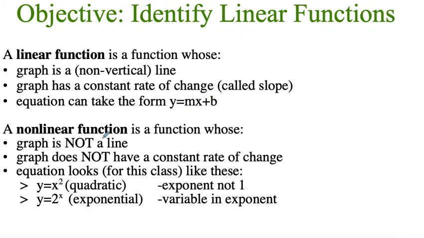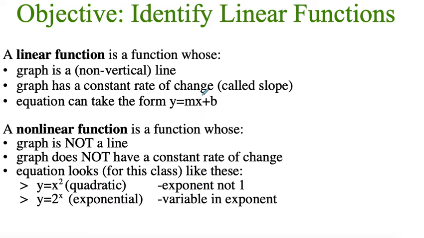A nonlinear is, shocker, not a line. So it could be a curve, or it could be broken, or it could be bent. The graph does not have a constant rate of change. And for our class, we're going to be looking at examples that look like this. y equals x squared is called a quadratic. Basically, what you need to know is that the exponent is not 1.